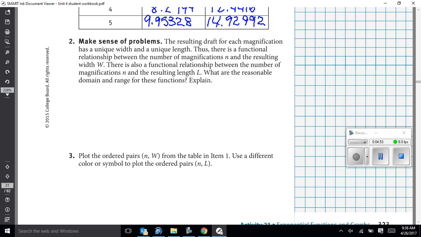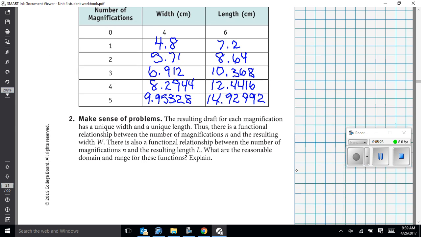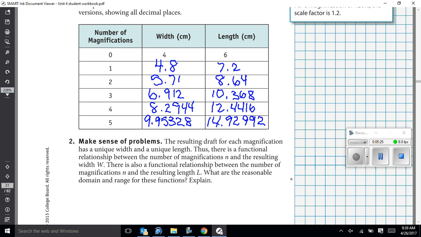All right, so now looking at number 2, the resulting draft for each magnification has a unique width and length. There is a functional relationship between the number of magnifications n and the resulting width w. There is also a functional relationship between the number of magnifications n and the resulting length L. What are the reasonable domain and range for these functions? Explain. So domain is what we're putting into it. So what's going into our original function? Like what are we starting with?